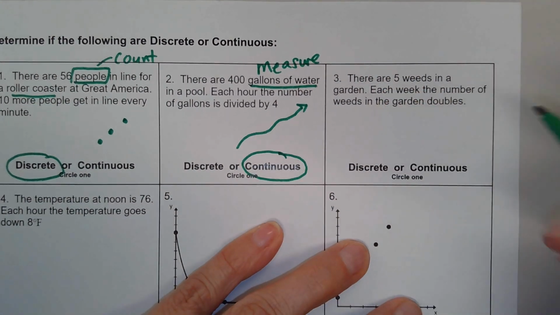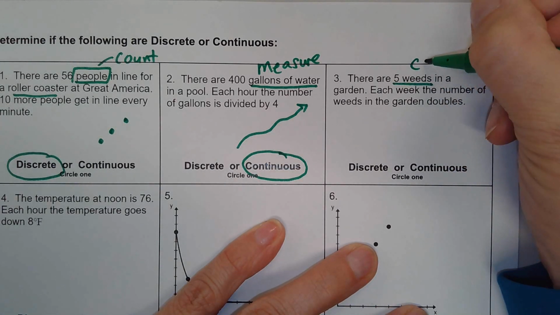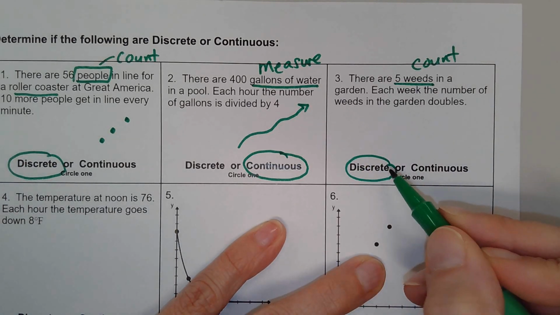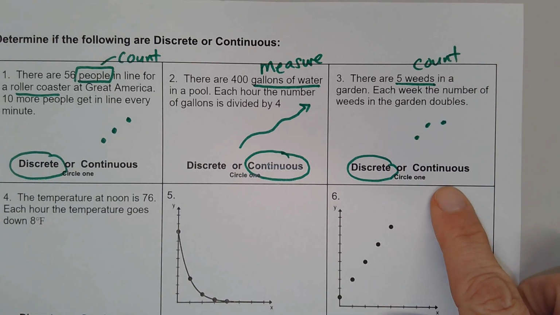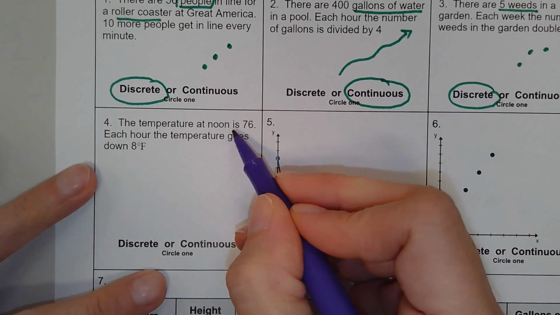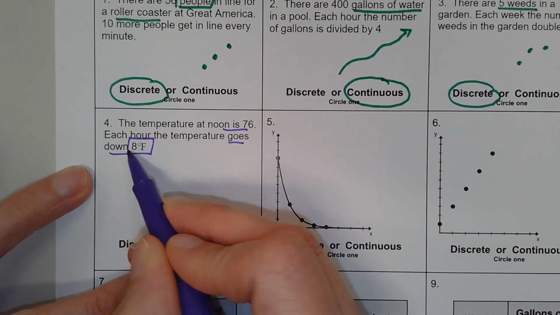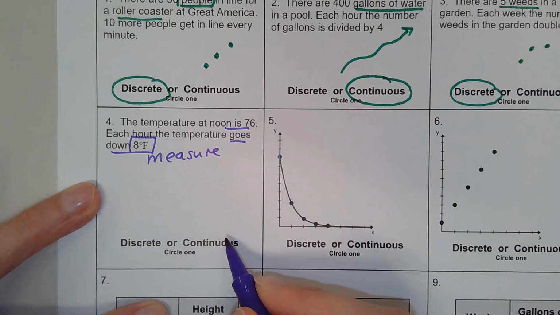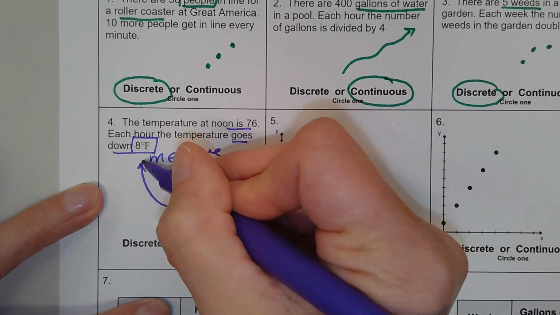Okay, there are 5 weeds in the garden. A weed is like a flower. We count them. Since we count them, we call it discrete. The graph would be dots. We would not connect the weeds. The temperature at noon is 76, and the temperature goes down. Okay, this is something that we measure. Since we measure it, we're going to call it continuous. We would connect the graph, connect it together.